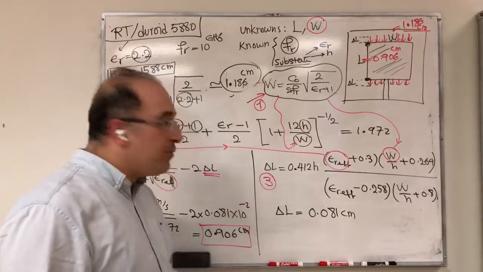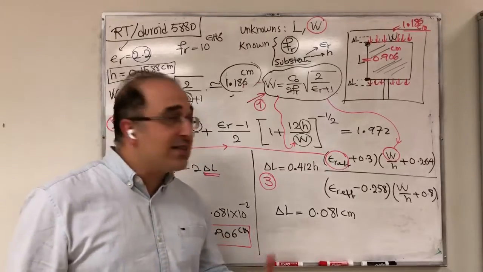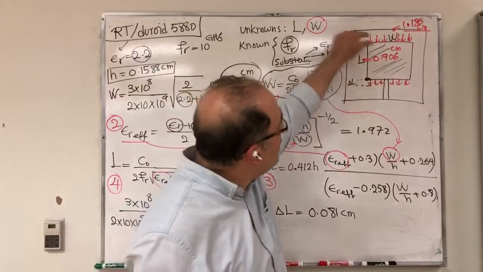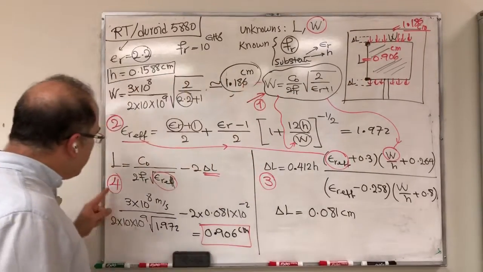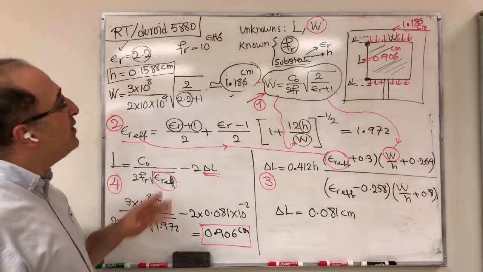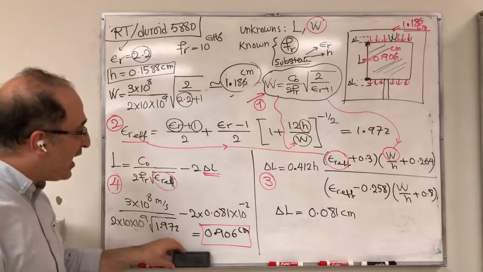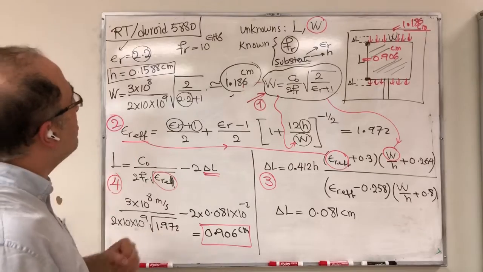The third step, we get the delta L, which is the extension of length due to the fringing effect. And then finally, we find L. So this was the example that we had from our textbook from the previous class.